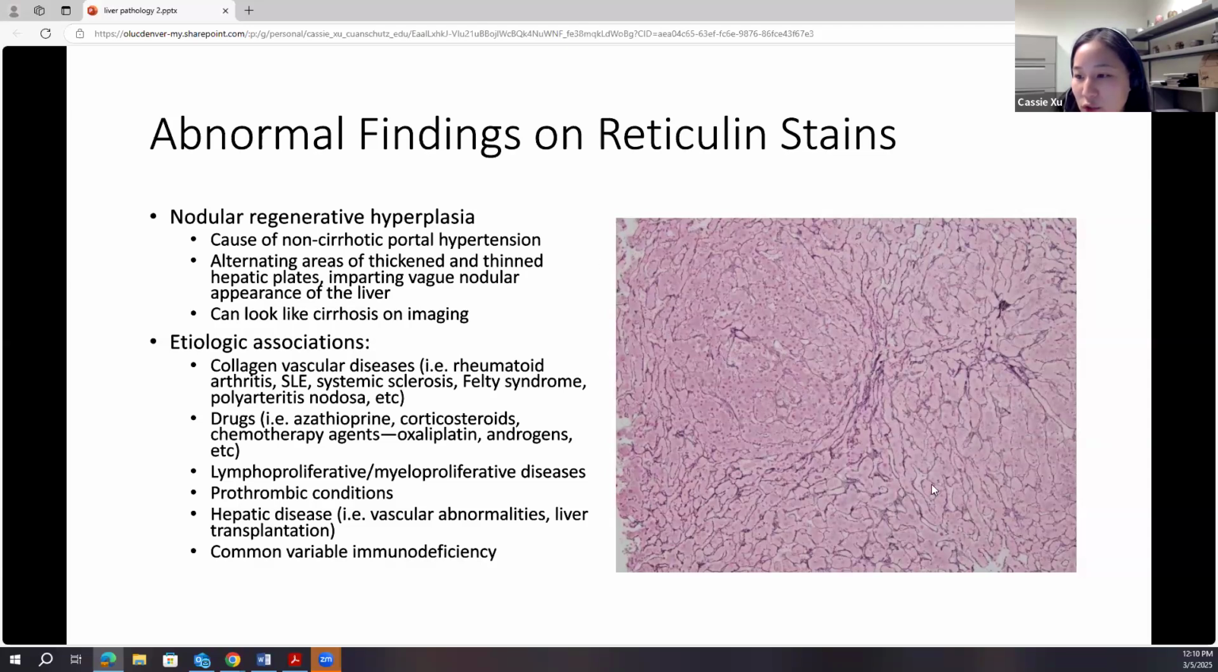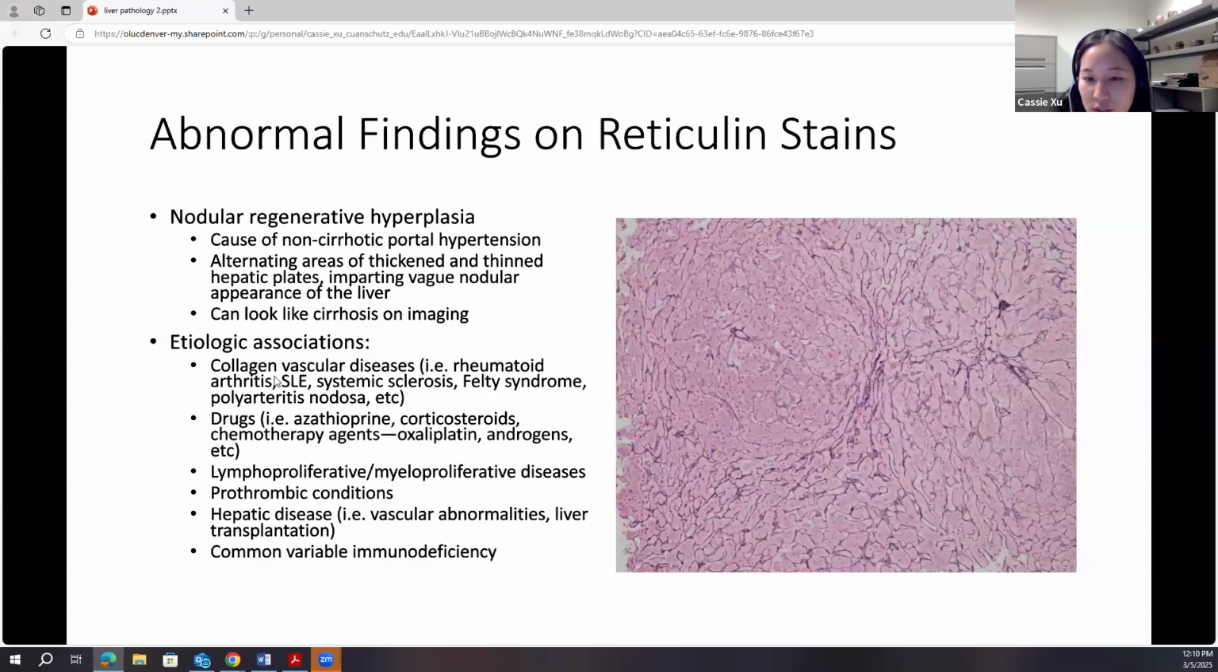We're looking for alternating areas of thin hepatic plates. The reticulin really highlights these plates here. You can see they're really thin in some areas, alternating with areas that look thicker or more hyperplastic. On low power, it looks kind of nodular, and you can draw a circle around this. These findings can be subtle, but they're a pretty important finding to note on reticulin stain.